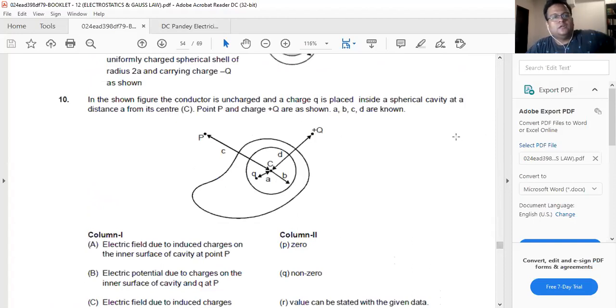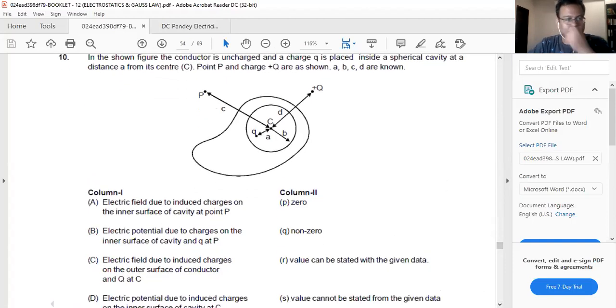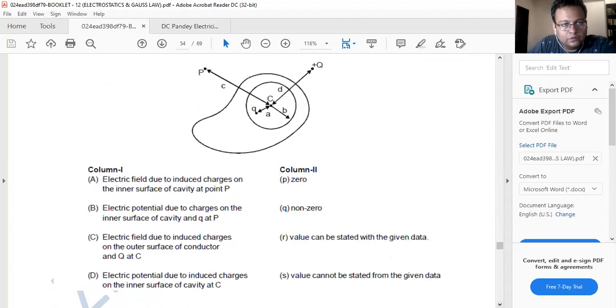So tell me, there's an uncharged conductor, and there's a charge Q inside the cavity. Point P and charge Q as shown, at distances C and D. Fair enough. Charged particle small q is at a distance a from the center of the cavity. Okay. We have to answer the questions. Fine. The first question: electric field due to the induced charges on the inner surface of the cavity at the point P. Yes. Anyone?